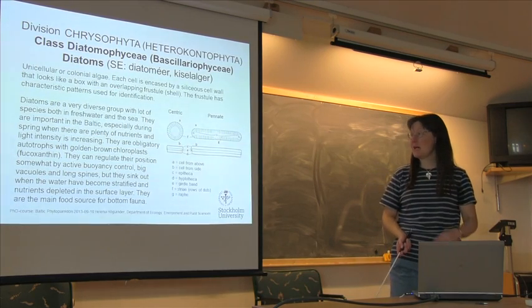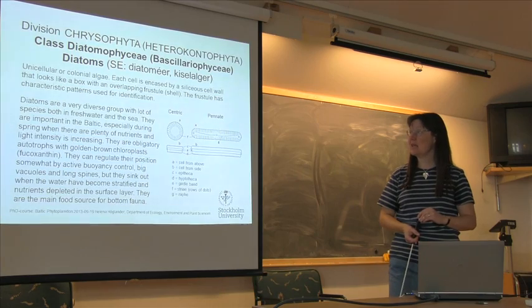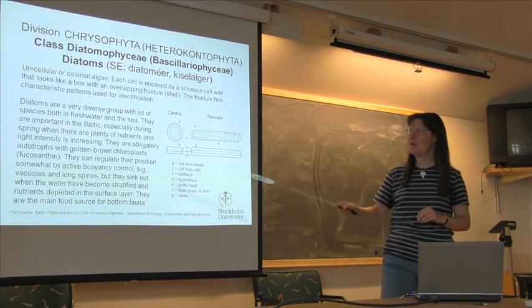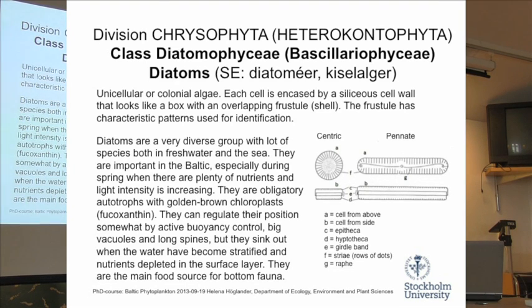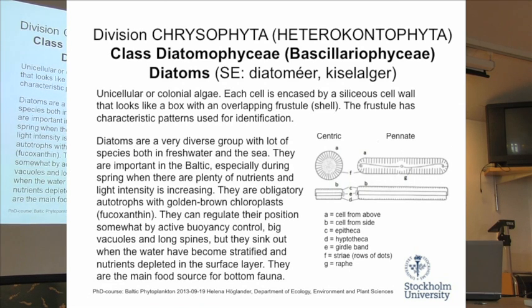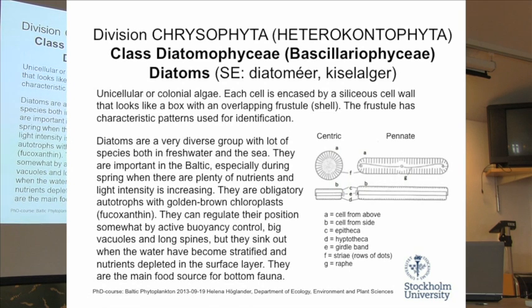There are many different types of diatoms in the Baltic, and they can be unicellular or colonial. What's special with these is that they have siliceous cell walls, and they have two frustules, an upper and a lower part. The centric ones, the ones that are circular in form, look more like a petri dish, with one bigger part like the lid, and the smaller part, the bottom part of the petri dish.